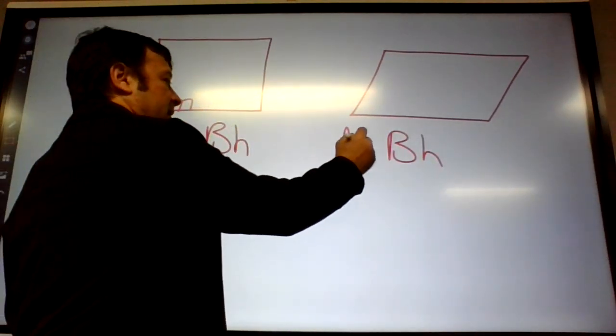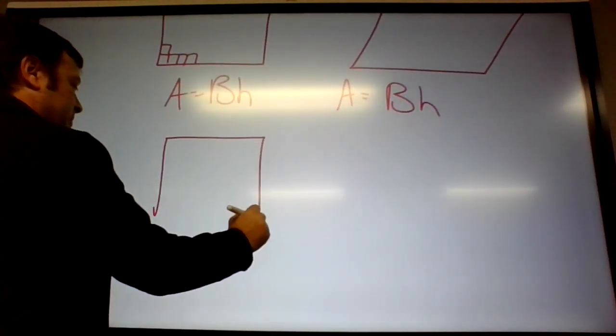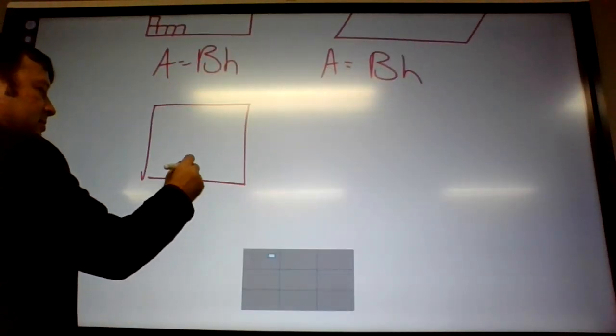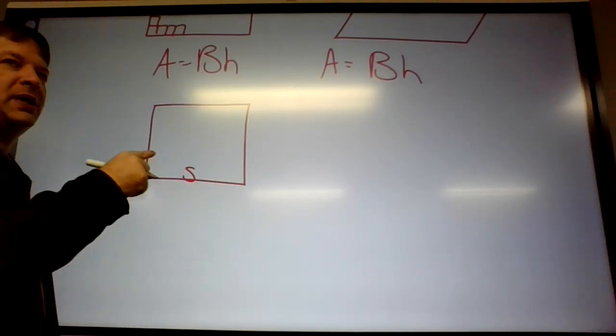How do we find the area of, I guess, a square? Side squared. That's a square.